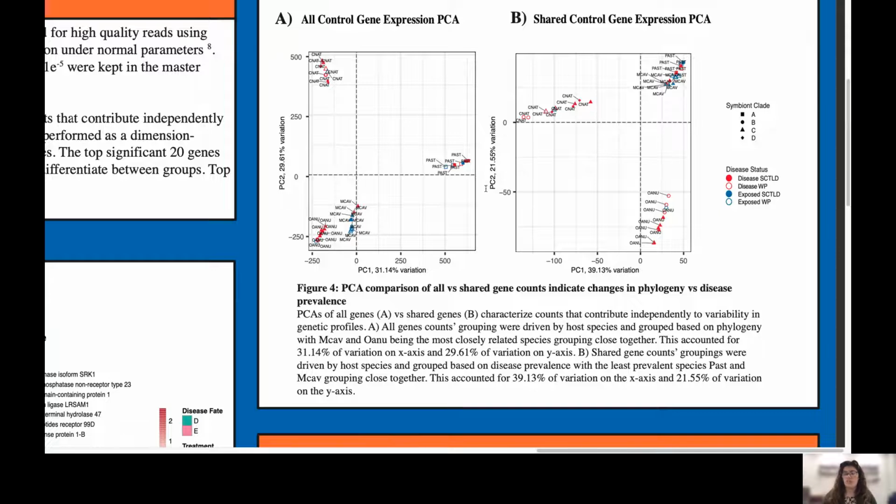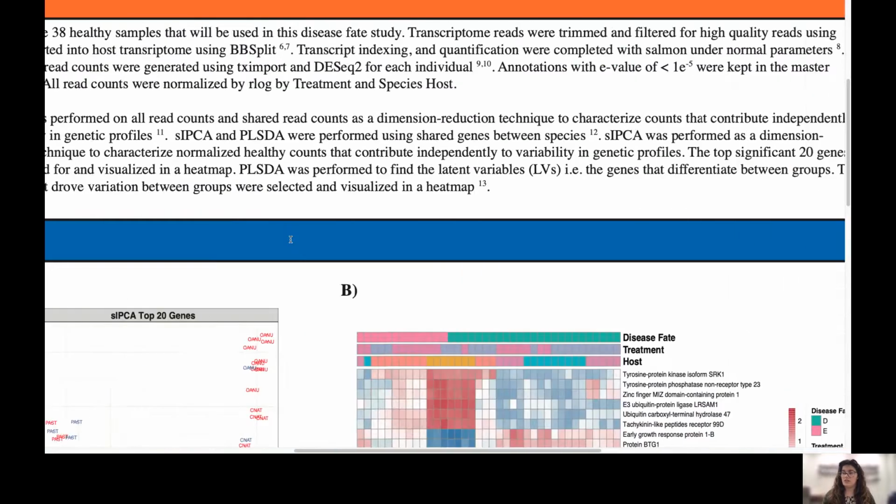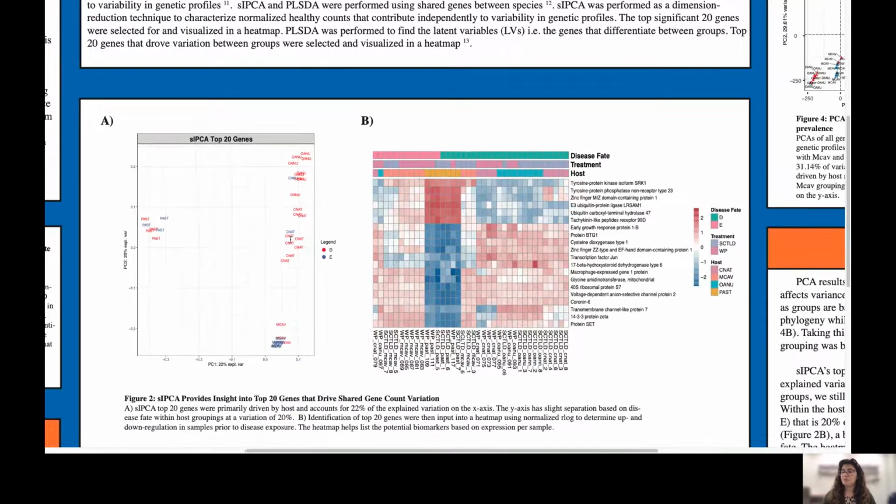And this actually changed how the groupings occurred. While they do group based off their host species, you also see grouping based off of the phylogeny when you have all of the gene counts available to you, whereas the shared gene counts actually follow that disease prevalence. So going forward, we'll just be using the shared samples because they follow that disease prevalence that we're interested in.